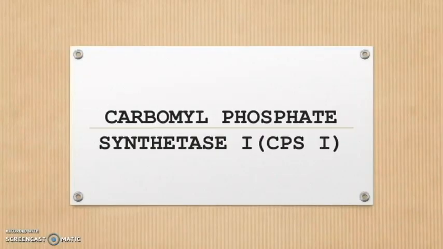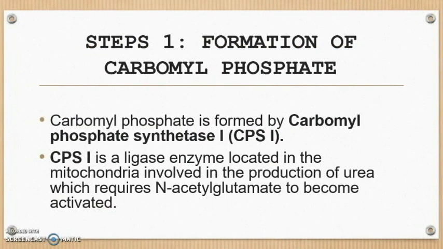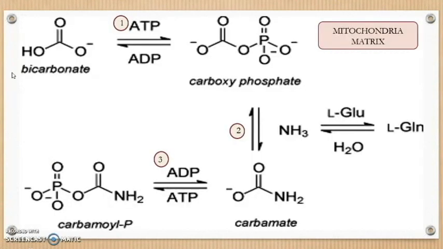Carbamoyl phosphate synthetase 1, CPS1. Step 1: formation of carbamoyl phosphate. Carbamoyl phosphate is formed by carbamoyl phosphate synthetase 1, CPS1. CPS1 is a ligase enzyme located in the mitochondria involved in the production of urea, which requires N-acetylglutamate to become activated. CPS1 transfers an ammonia molecule from glutamate to a molecule of bicarbonate that has been phosphorylated by one molecule of ATP. This reaction takes place inside the matrix of mitochondria in the liver cell.